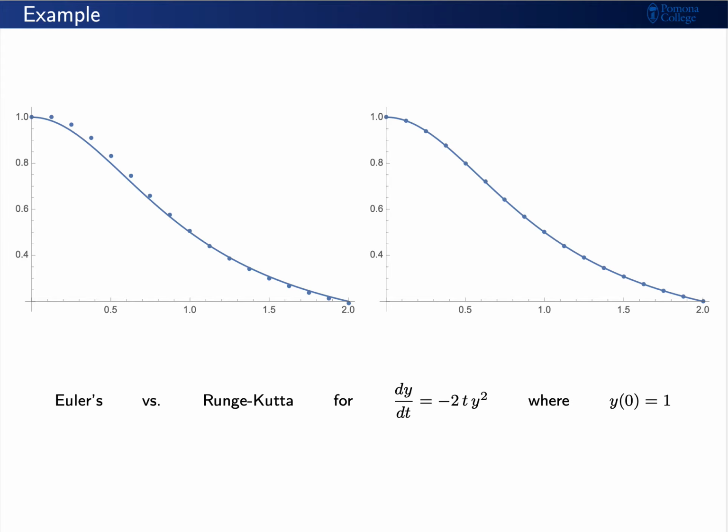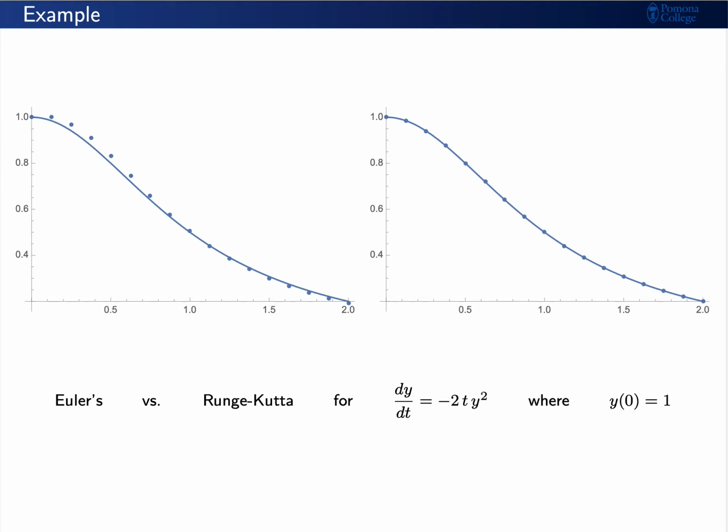The solid blue line is the actual solution, y(t) = 1/(1 + t²). On the left, we have a plot of the dots, that is the approximate solution we would find coming from Euler's method with the step size here of 0.125. On the right-hand side, you can see the dots, that is the approximate solution we would find coming from the Runge-Kutta method, also with the step size of 0.125. You can see that Euler's method gives a reasonable approximation, but the Runge-Kutta method seems to hit the answer almost exactly on the nose.